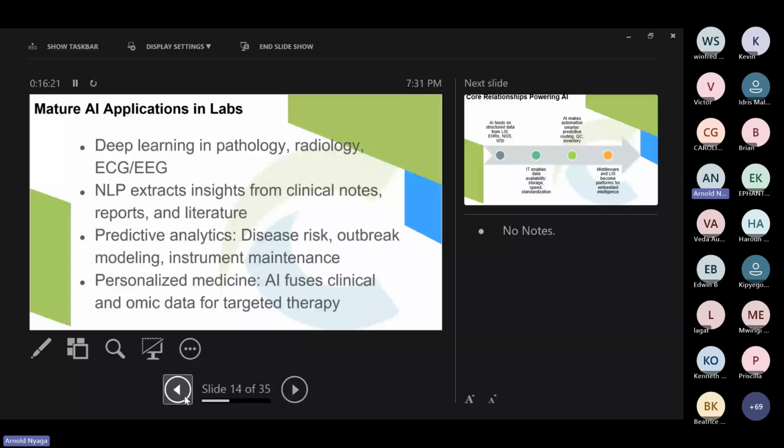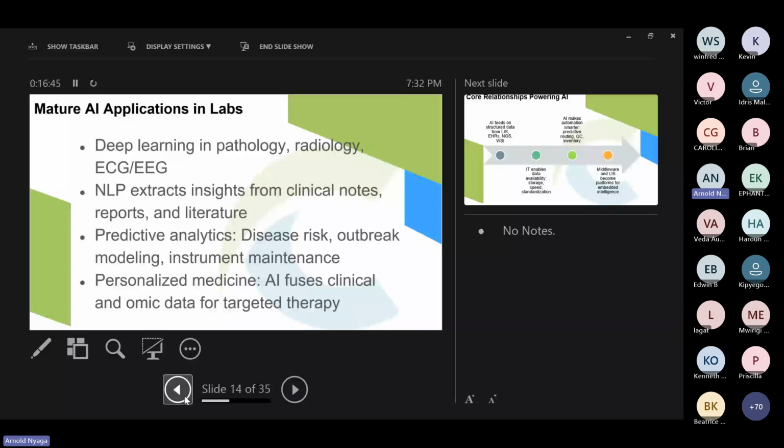We are now moving to issues to do with precision medicine, which is now focused on you as a unique person. Okay, and your clinical data will now give you targeted therapy for you, maybe you as Arnold, on your own.